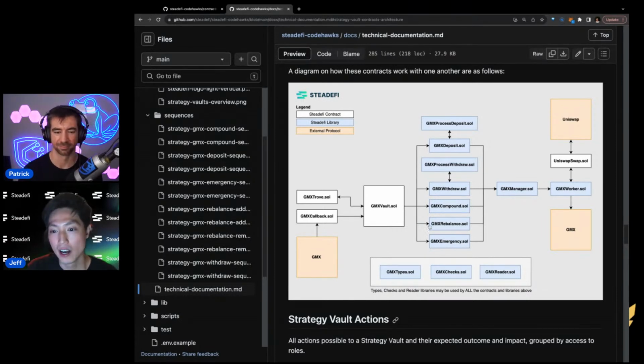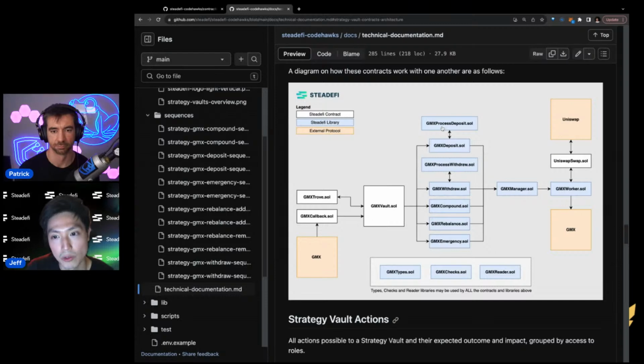And for the emergency library, as the name suggests, it's various functions that we only want to execute in an emergency. So things like pausing of the vault to try to protect funds as much as we can, as well as shutting down of the vault, as well as a withdrawal for users to withdraw assets from the vault if, let's say, we close the vault down for good as well. So these are the various actions we can take.